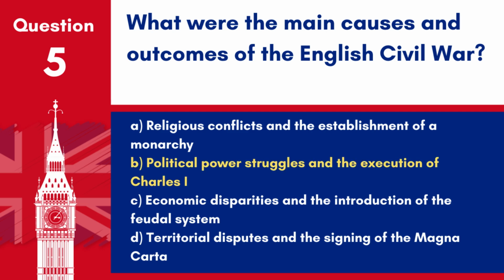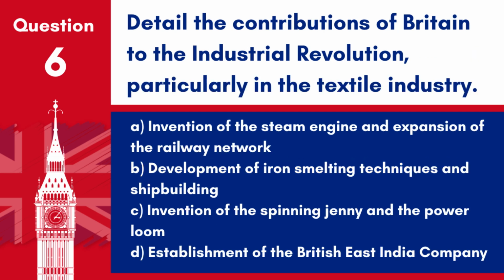Answer: B. Political power struggles and the execution of Charles I. The English Civil War was primarily caused by political power struggles between the monarchy and Parliament, leading to the execution of King Charles I.